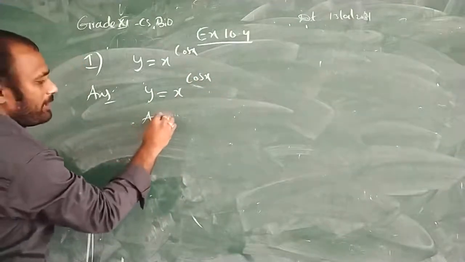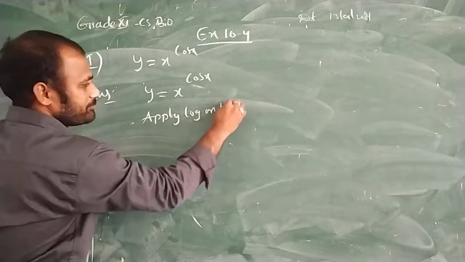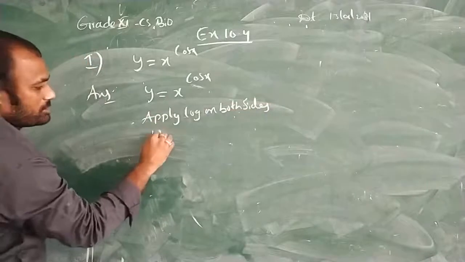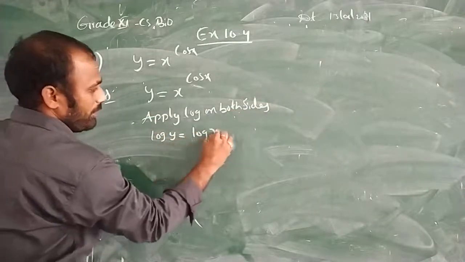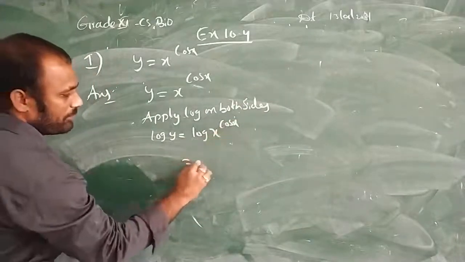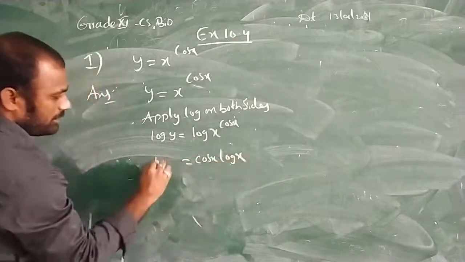Second step, apply log on both sides. So if we are applying log on both sides, it will be log y is equal to log of x to the power of cos x. So this will come in front, friends. It will be cos x into log x.